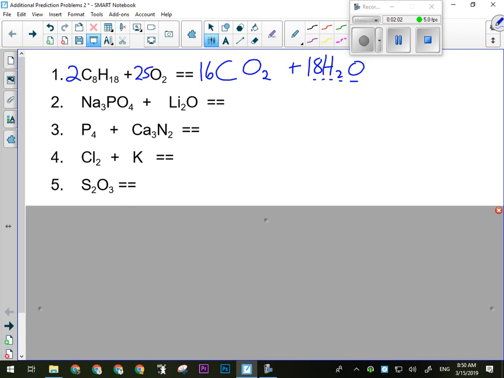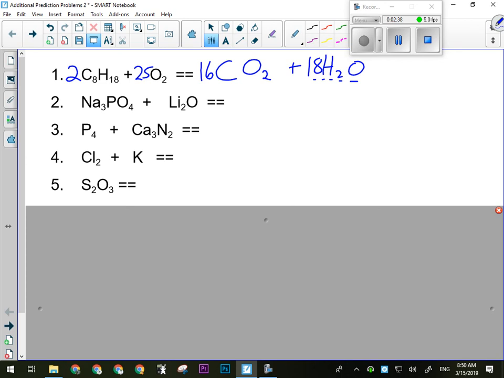Similar with number 2. Right, if I look at number 2, I've got sodium phosphate, which is an ionic compound, a metal and a polyatomic ion, and then I've got lithium oxide, metal, non-metal, so also an ionic compound. I only have one reaction type that starts with 2 ionic compounds, okay? And that would be what, Sam? What kind of reaction is that? Double replacement. Okay, so now I have to remember patterning. What happens in a double replacement reaction? Well, I get 2 new ionic compounds by doing what with the metals?